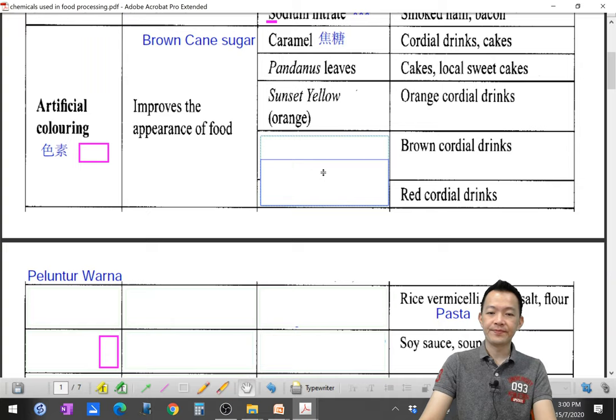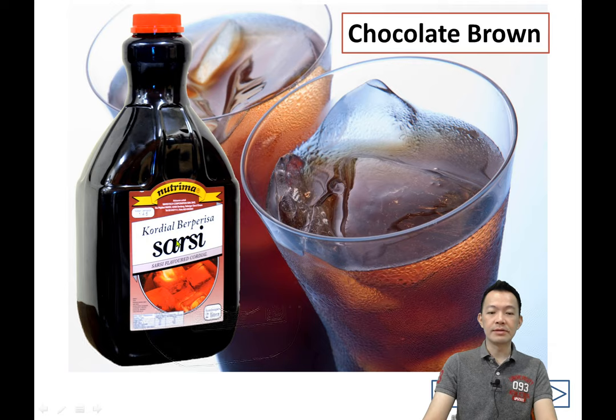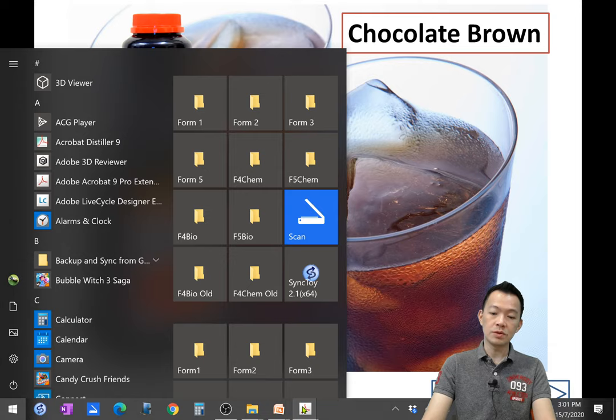OK, Next 还有什么呢? Chocolate browns, to make the brown color cordial drinks. OK, any example? You should be very famous, 你也常常喝这些东西的啦. Chocolate brown, sassy, you know sassy? 这种可可色的饮品也放了这些色素叫 chocolate browns.